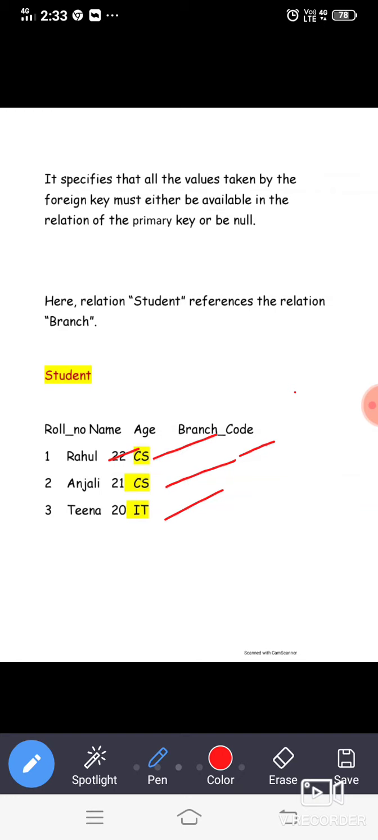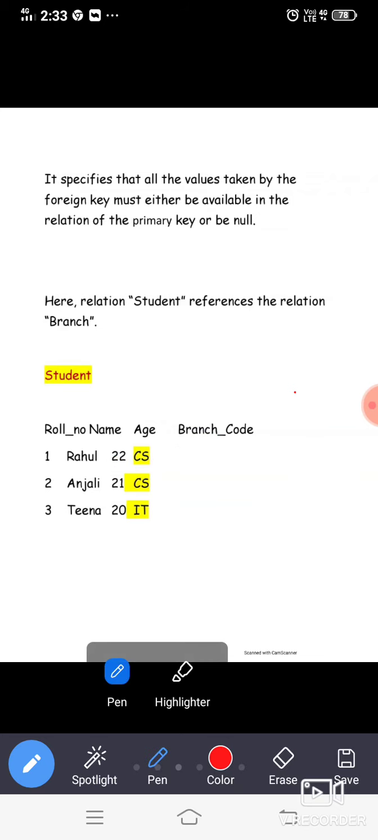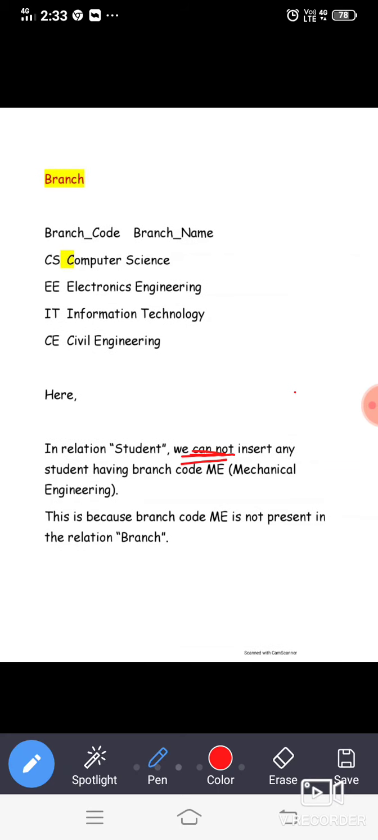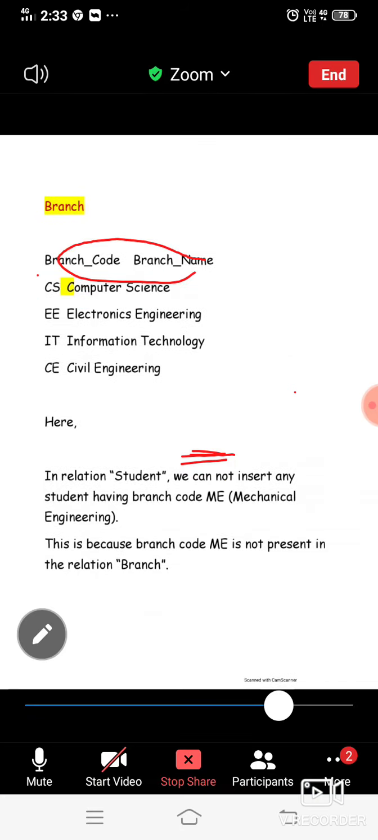Now if I want to know the details of the branch, for example, if I want to know the branch code of Rahul, where will I go? I will refer to the second table which consists of CS. What is the branch name of Rahul? Sorry, not the branch code. What is the branch name of Rahul? Computer science. Okay, it's possible.